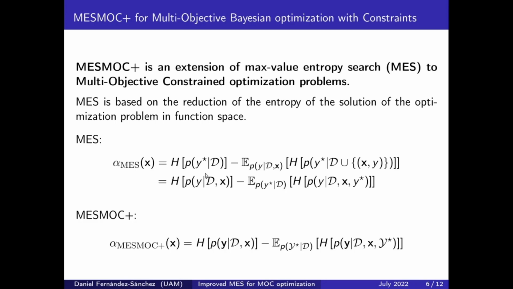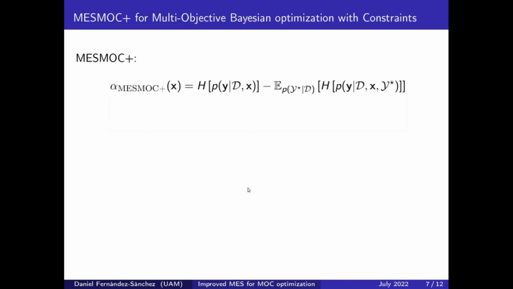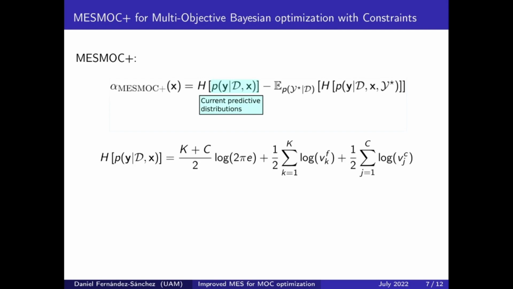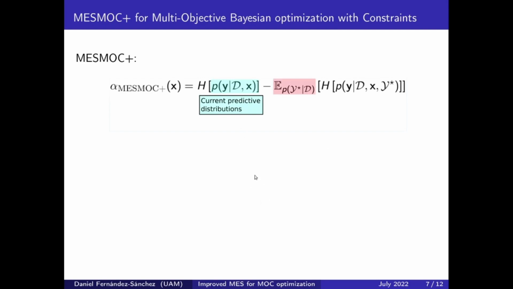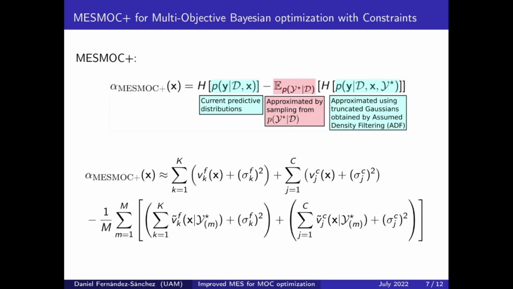The final expression of MESMOC plus is equivalent to this second expression, but the outputs now are vectors because we have several black boxes and the optimal solution is now a Pareto front. The first term of MESMOC plus is simply the current entropy of the predicted distributions that we can evaluate using this formula. In the second term, the expectation is approximated by sampling from the Pareto front. And finally, the predictive distributions conditioned to the Pareto front are approximated using truncated Gaussians, obtained by assumed density filtering. This is the final expression of MESMOC plus.